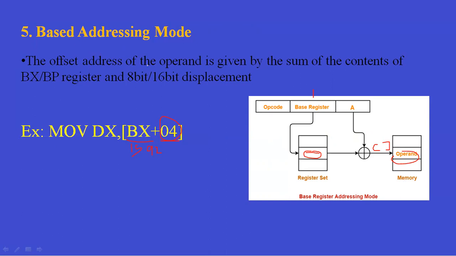So the offset address of the operand is given by the sum of the content of BX or base pointer register and 8-bit or 16-bit displacement. Base pointer means 16-bit. So BX means it is 8-bit.